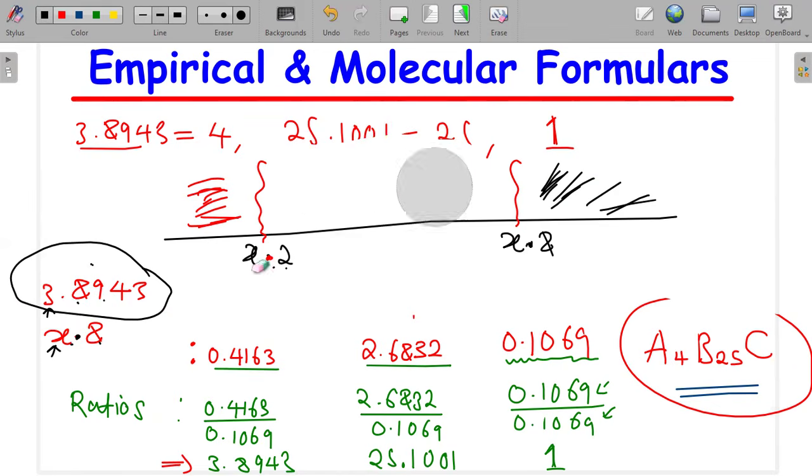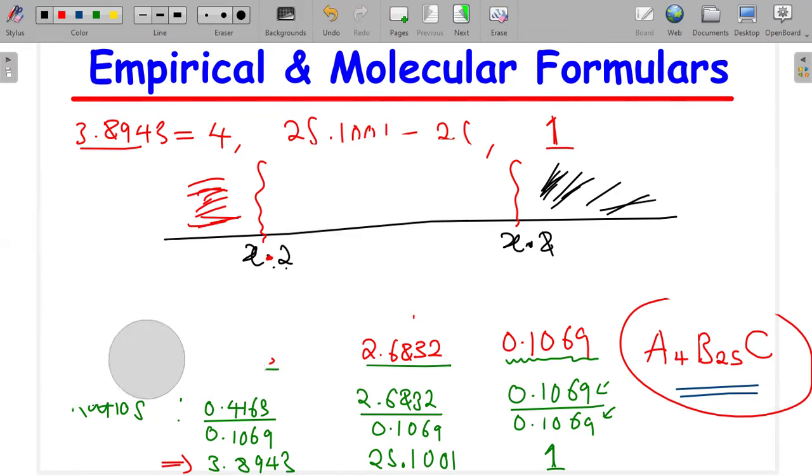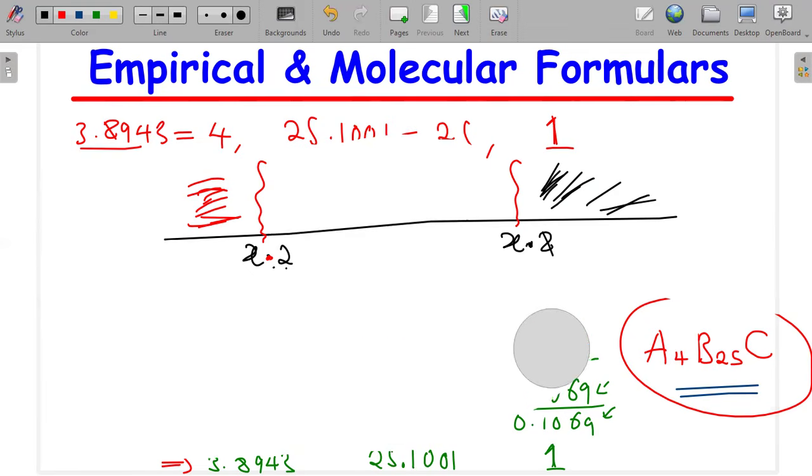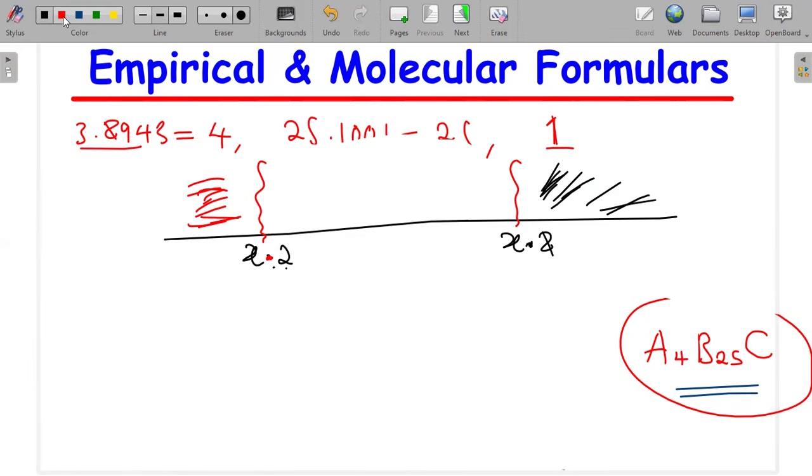So what then do we do to numbers that are between x point 2 and x point 8? For example, if you get maybe 1.345. You see that after the point, I have 0.3, right? So 0.3 will be somewhere in between here, right? So I can't round off this number here when you're finding the empirical formula. Otherwise, you're going to find the wrong empirical formula.